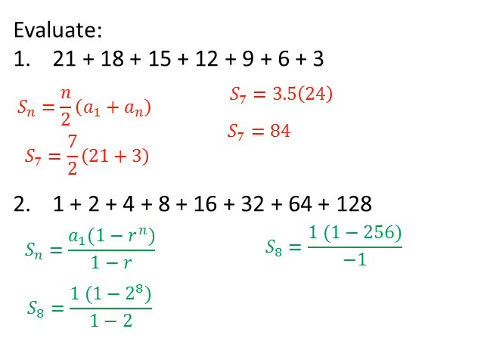Okay, that becomes 1 minus 256 over negative 1, because 1 minus 2 is negative 1, and 2 to the 8th is 256. 1 minus 256 is negative 255, and negative 255 divided by negative 1 is 255. So the sum of those numbers is 255.